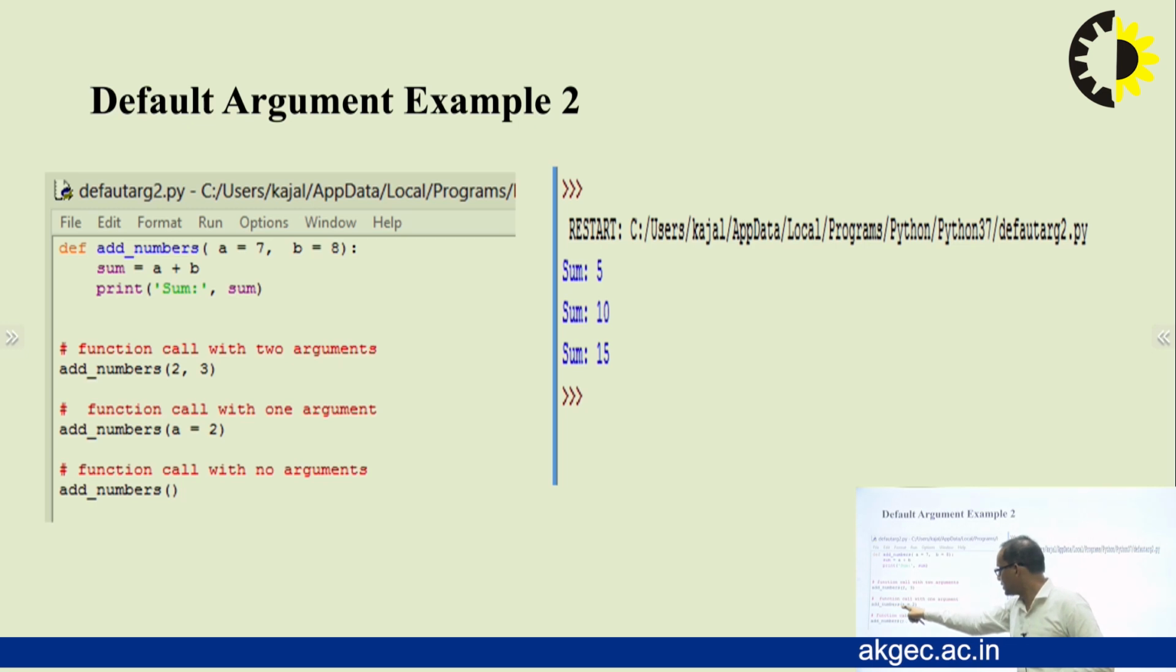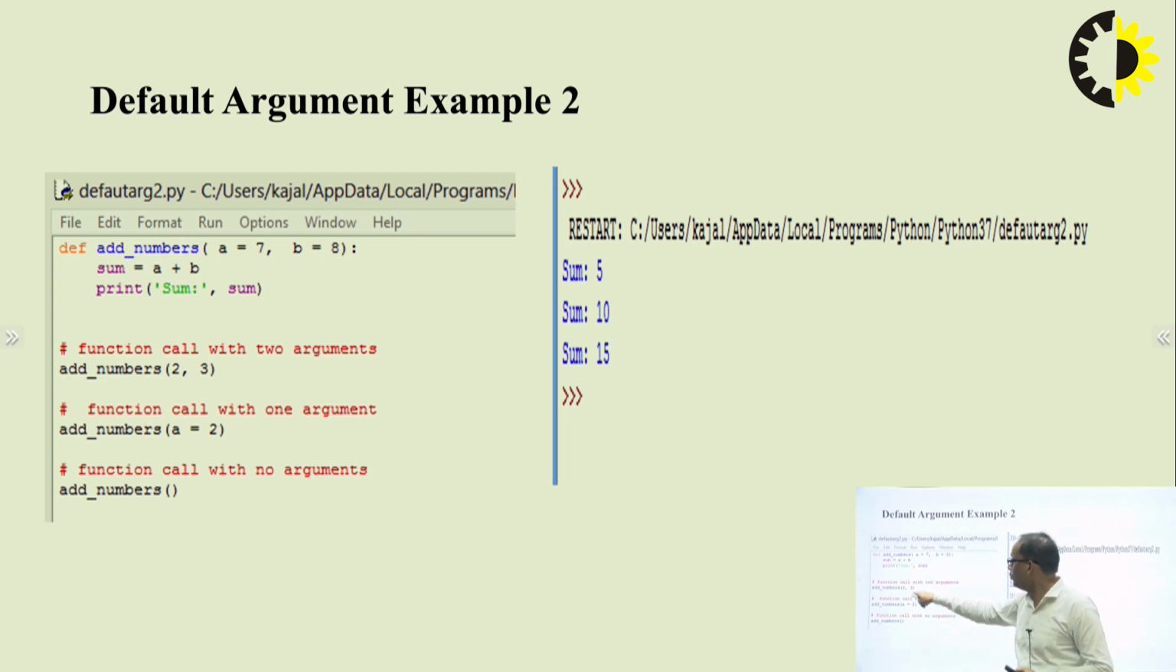Now again in this case, the value of a is 2, but I am not passing the value of b. So in this case, the default value of b will be considered, and the default value of b is 8. So what will be printed here? Here 2 plus 8. So the value of sum will be 10. So sum 10 will be printed.